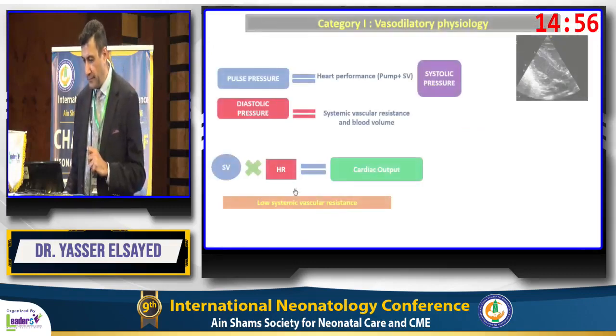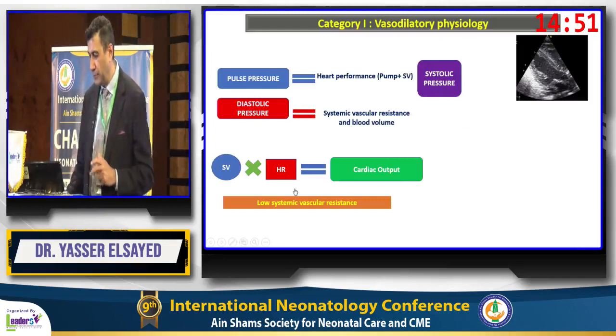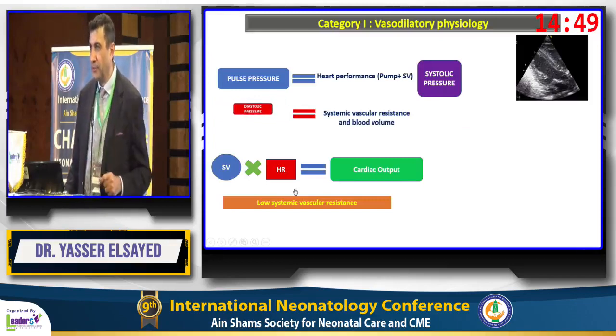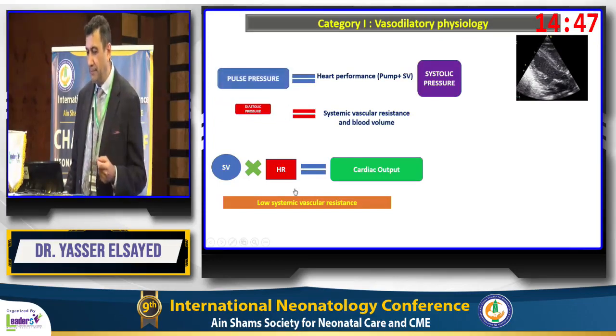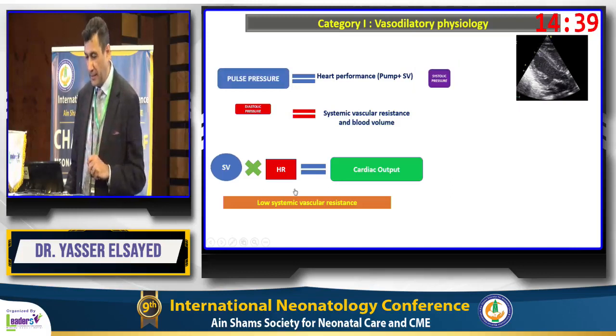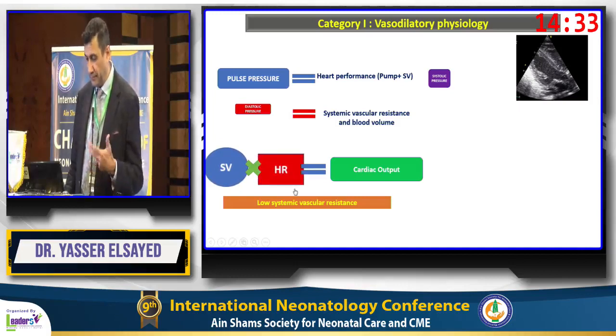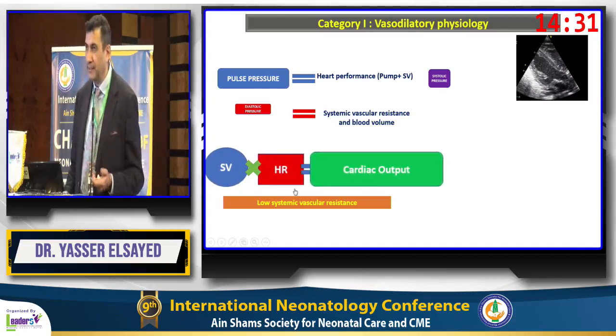So the first phenotype, category number one, vasodilator physiology. When you have low diastolic pressure and low resistance, the pulse pressure could be normal or high. Based on that, the systolic blood pressure also will be low because it is the sum of both, diastolic and pulse pressure. Stroke volume might increase because the heart will be hyperdynamic, heart rate will be high because of the hyperdynamic heart, and the estimated cardiac output in this case might be higher than normal.